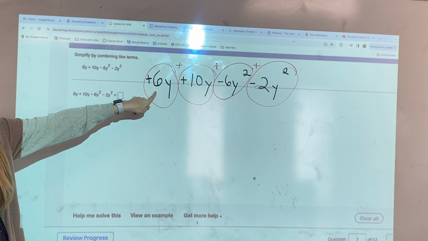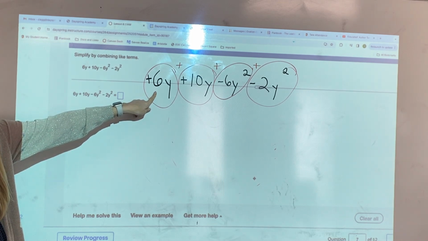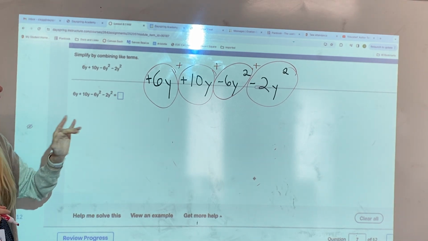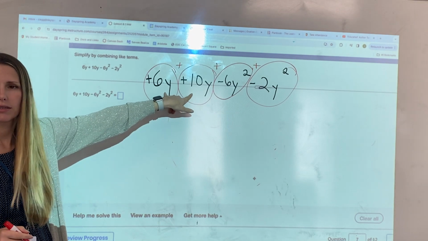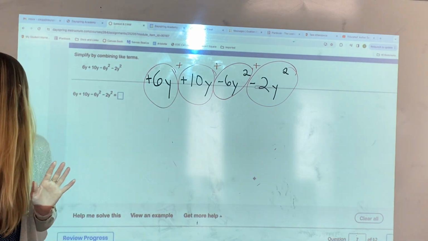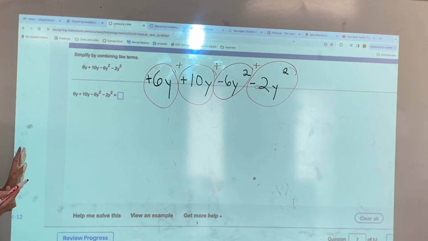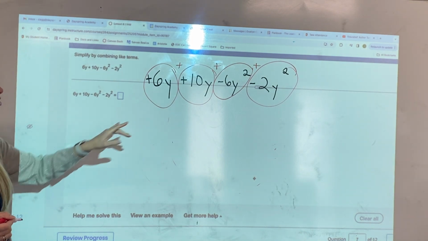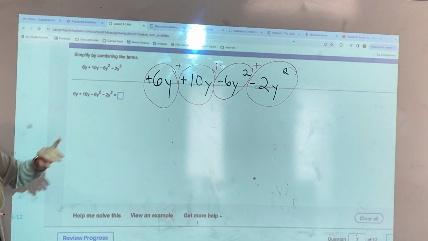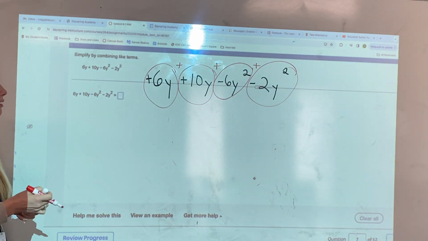Does 6y have a like term? Yes. Now, we could start with these. Actually, let's go ahead and start with these, and then I'll show you a different order to do it after we're done, and then you'll see why. This one's first, so let's start with our y term. What can it be combined with? 10. Good, so what is it?